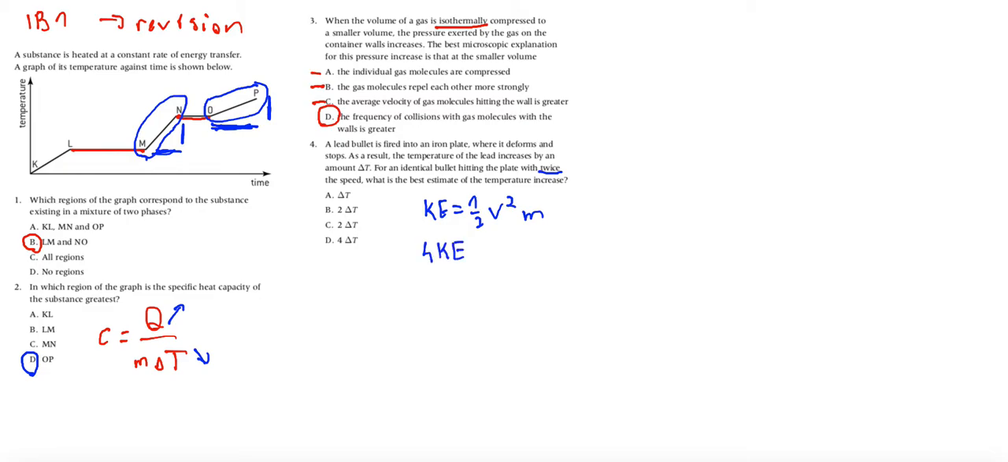So if all kinetic energy is converted into heat, then the heat transferred to the bullet is 4 times bigger. Heat is specific heat capacity times mass times delta T. This is lead, and the mass of the bullet doesn't change, so if Q is 4 times bigger, then delta T is also 4 times bigger, so the correct answer is D.